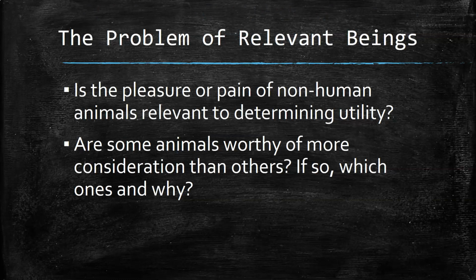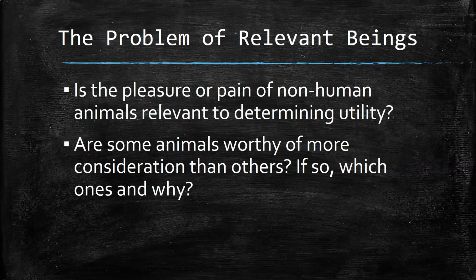So again, the problem of relevant beings. We look at this later in the textbook. But it really is: are non-humans relevant to determining utility and ethics? Should we care about what happens to animals when we do things? We'll see this in the chapter on eating animals. Do animals have feelings? Can they think? We know they can experience pain, but do we care?